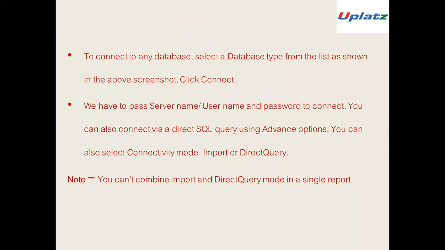To connect to any database in Power BI, we have to select the database type from the list as shown in the screenshot that we have discussed. The very important thing is that we have to pass the server name and the username and password for connecting to a database. We can also connect via a direct SQL query using advanced options, or we can select the connectivity mode, import or direct query.